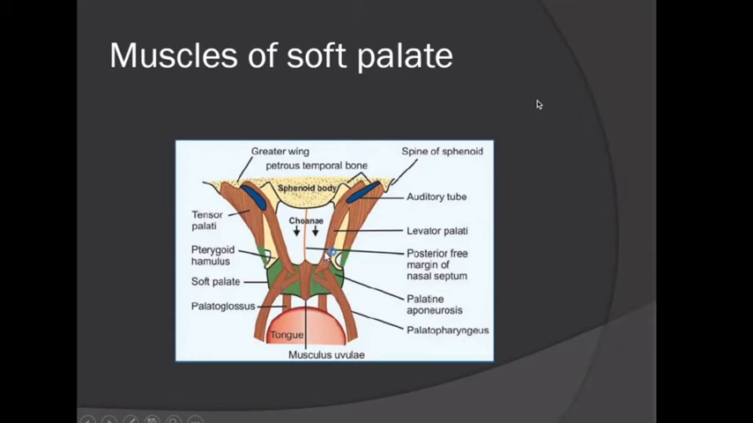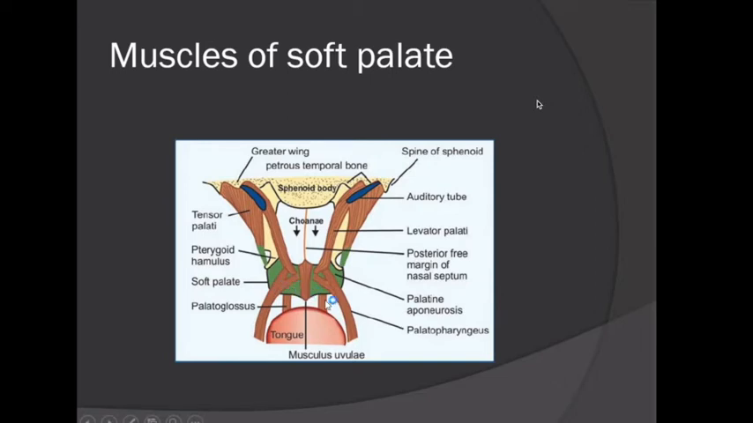You see, during swallowing, when you need to close the nasal compartment, this muscle will contract and lift the soft palate up and close the nasopharyngeal aperture, so that the food can pass through and will not go into the nasal cavity.